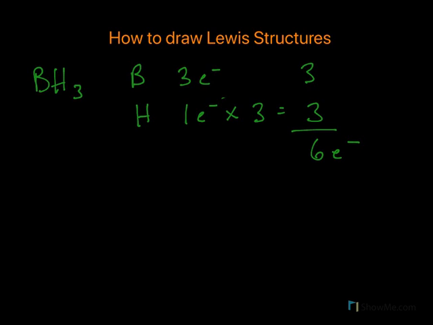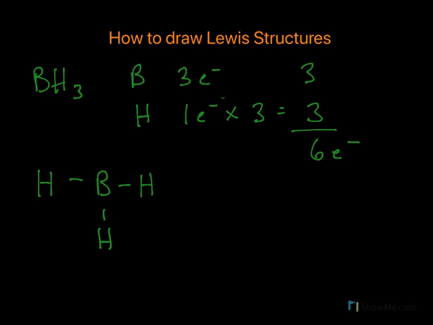Second step is to draw out the simple skeletal structure. Hydrogens are always on the outside because they are so small they can usually only handle one bond. So this is our simple skeletal structure, and we have actually used all 6 electrons, since there are 2 electrons per bond, 3 bonds. 3 times 2 is equal to 6 electrons.